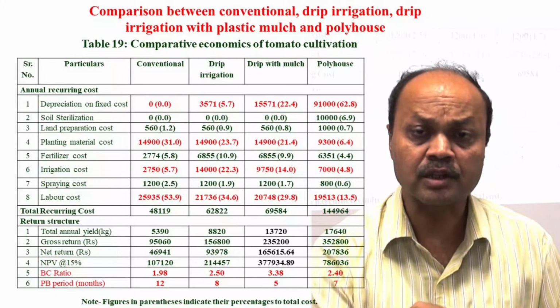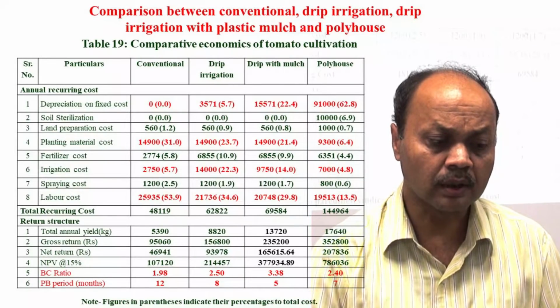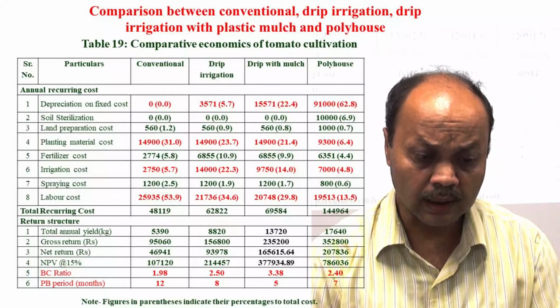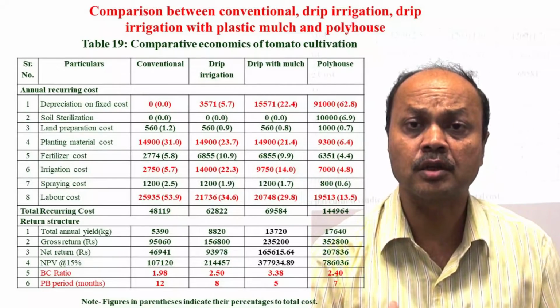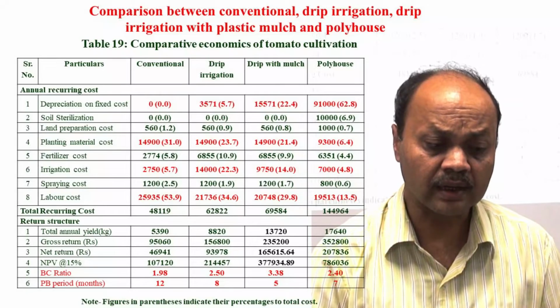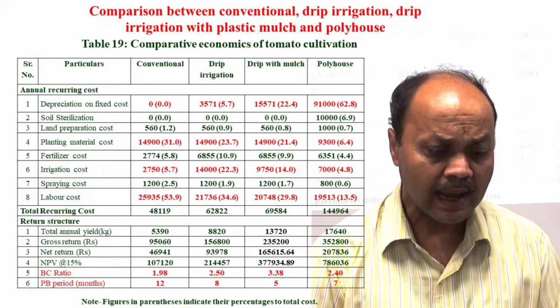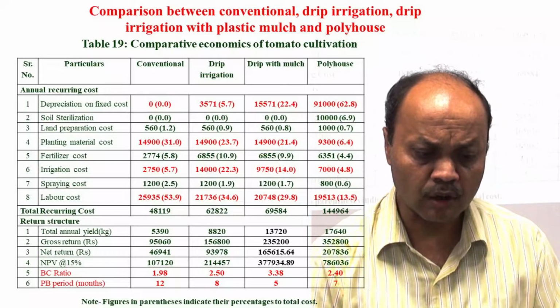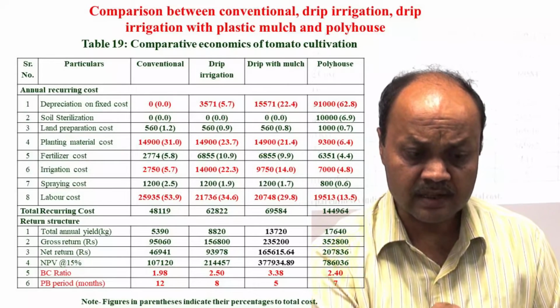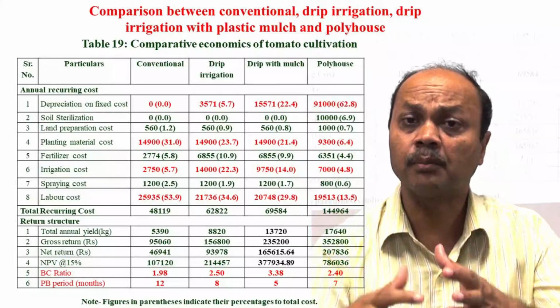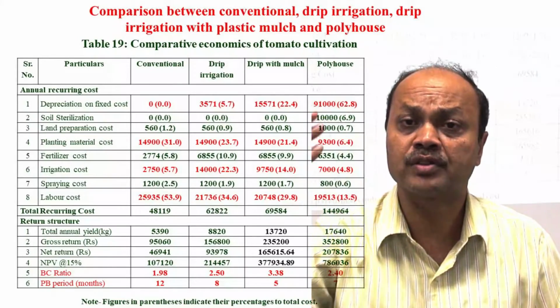And you can see the depreciation cost, the depreciation of fixed cost in case of polyhouse is already higher, because it is a permanent structure, so that is high. Apart from that, this is yearly data. And you can see the irrigation cost in case of plastic mulch is less, because due to plastic mulching, the number of irrigations will reduce, because the evaporation loss is reducing.